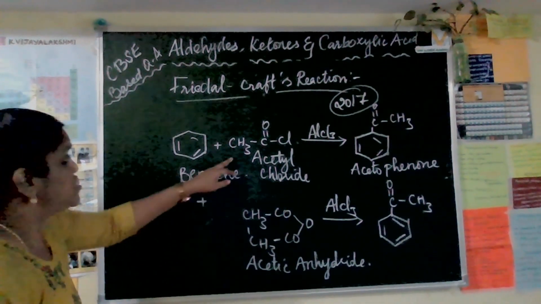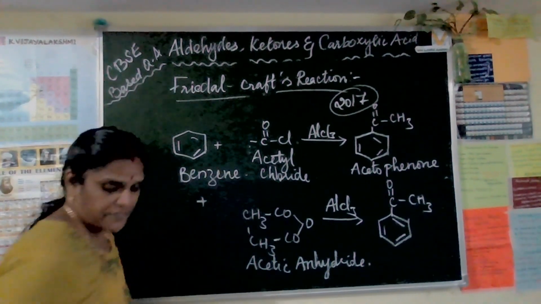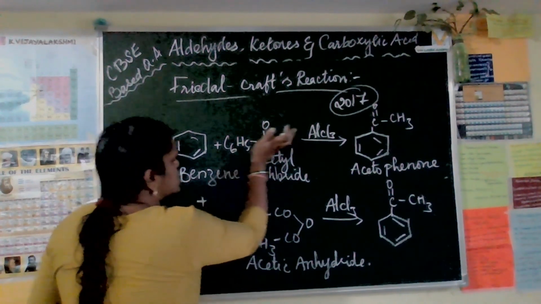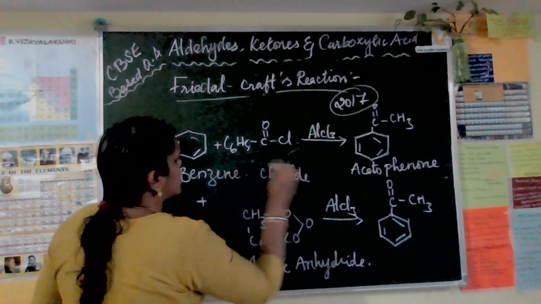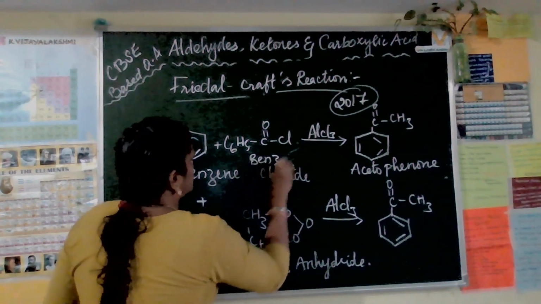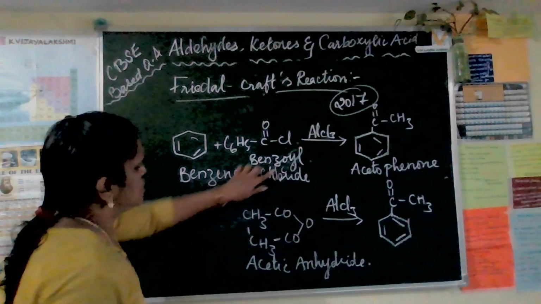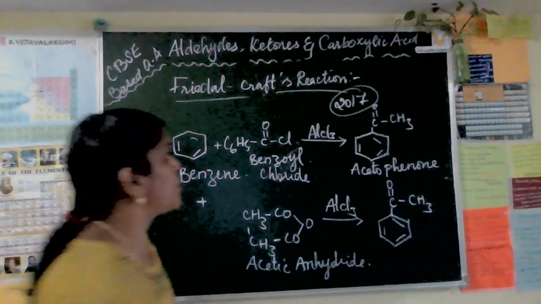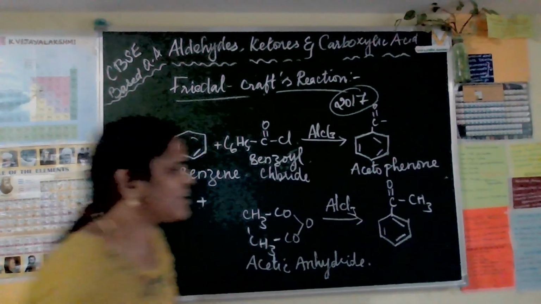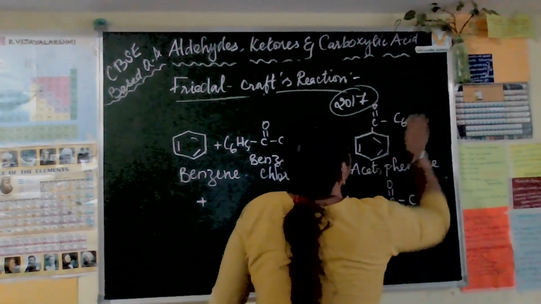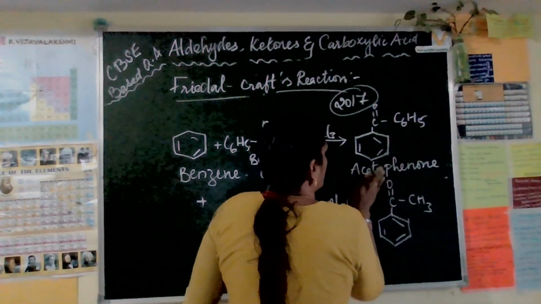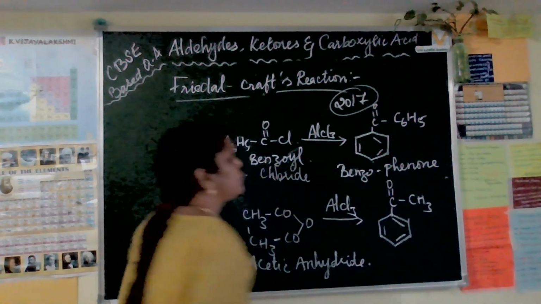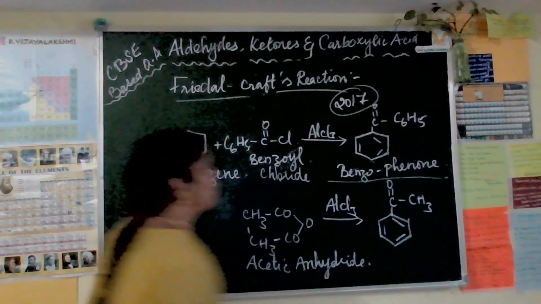Suppose if they mention C6H5, what is it? What do we call this one? This is benzoyl chloride, C6H5COCl. Now what is the product you are thinking? The same. Instead of CH3 you just put C6H5. Instead of acetophenone you will write benzophenone. That's all. Hope you're clear with it.